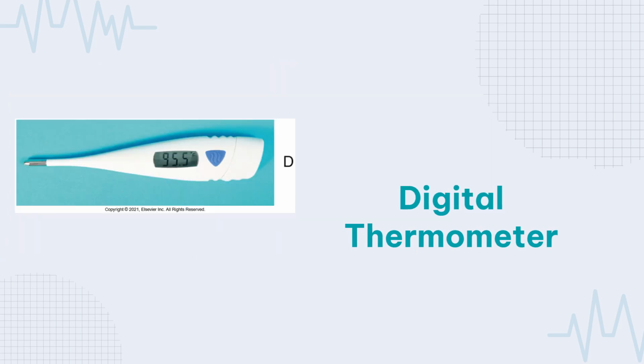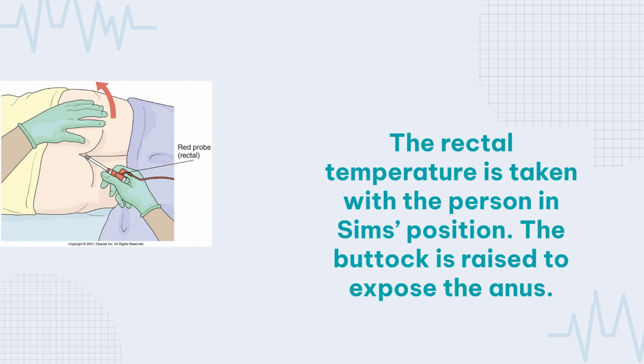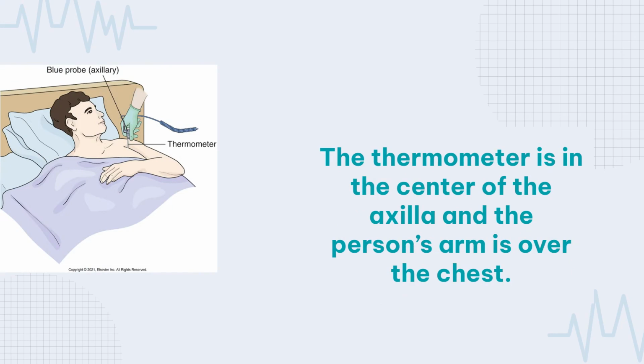This is a picture of a digital thermometer that can be used orally, rectally, or axillary. When using it orally, the thermometer is placed under the tongue and to one side. The rectal temperature is taken with the person in the Sims position. The buttock is raised to expose the anus. And this picture shows an axillary or under the arm temperature. The thermometer is in the center of the axilla, and the person's arm is over the chest.